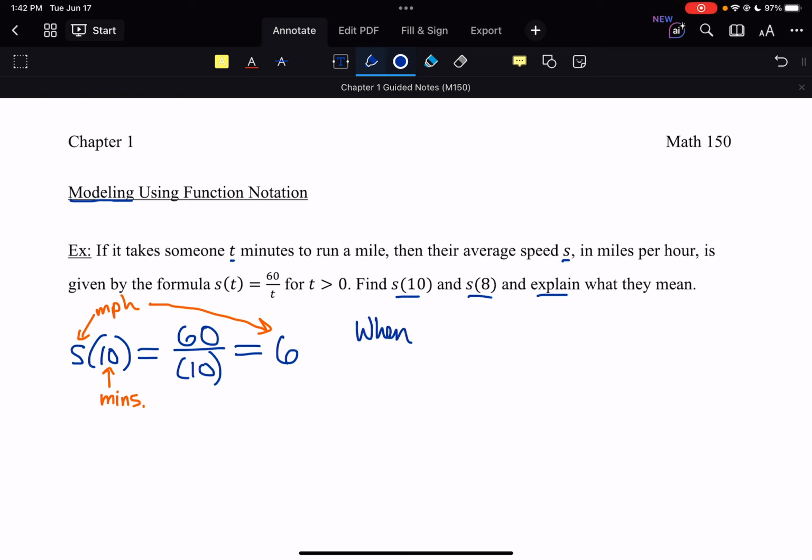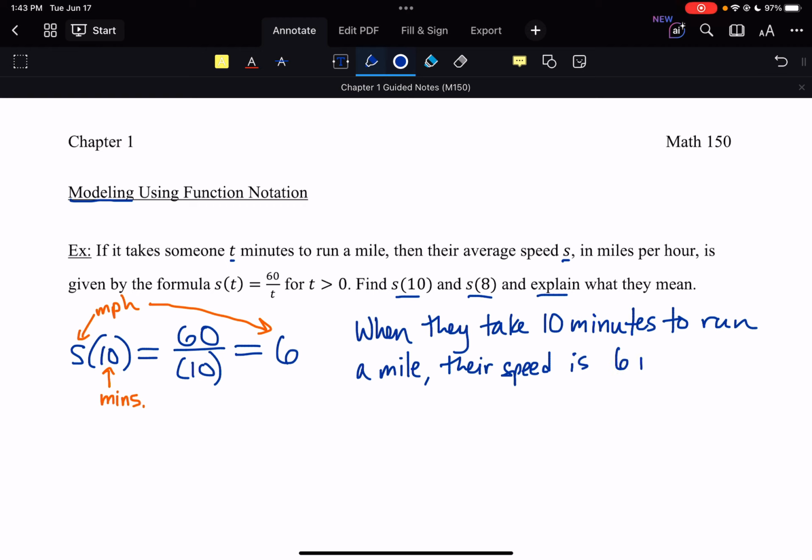So we can say when they take 10 minutes to run a mile, their speed is 6 miles per hour. So we input 10 minutes that it takes them to run the mile, and we output the 6 miles per hour, which is their speed.